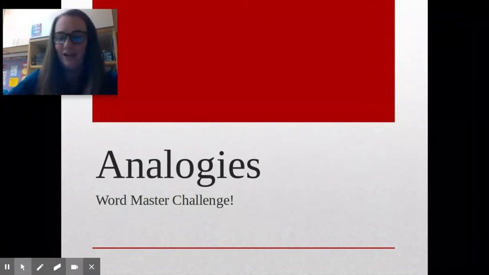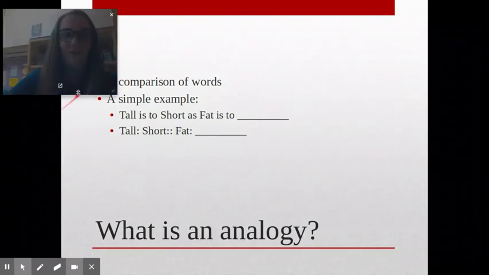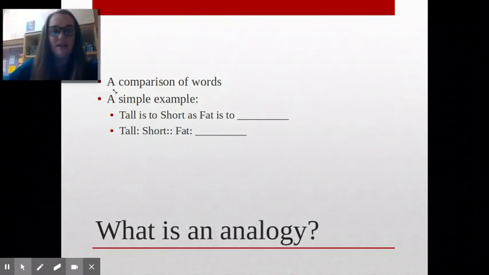So let's get going. All right, I'll make myself a little smaller so we can see everything. So here we go. An analogy is a comparison of words. So here's a simple example. Tall is to short as fat is to, and what would you put right here? You may have already decided in your head that you would put skinny. You would be correct with the word skinny there. Though you know the answer, you might not totally know how you got there. Or maybe some of you are at home thinking, how did you know what to put in there?